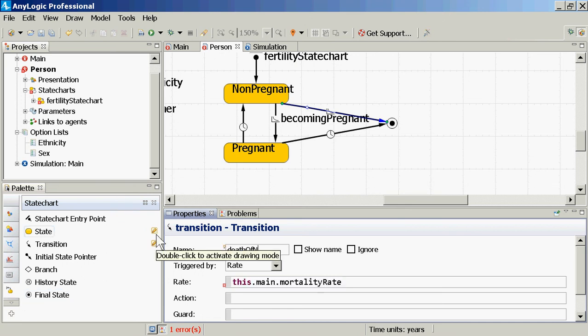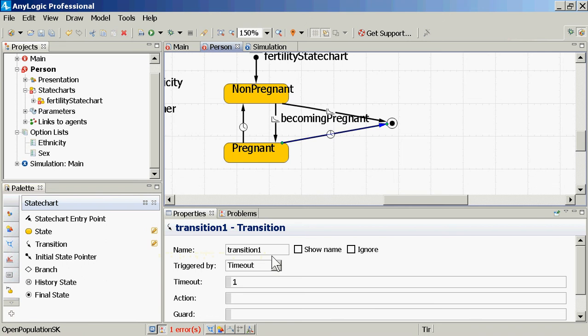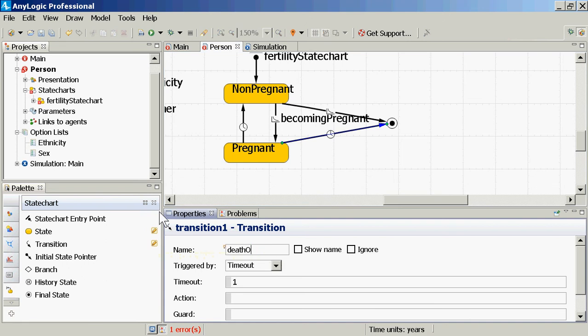I'm going to give it the name death of non-pregnant. Okay, so it's a rate, and this other transition is going to be death of pregnant, and it's going to be given by a rate as well, a rate of mortality rate. Okay, now we're almost done, but what's the final kicker? What's the final component that's missing?